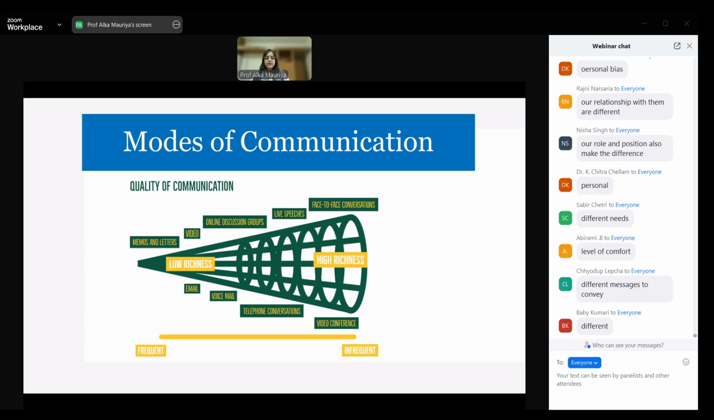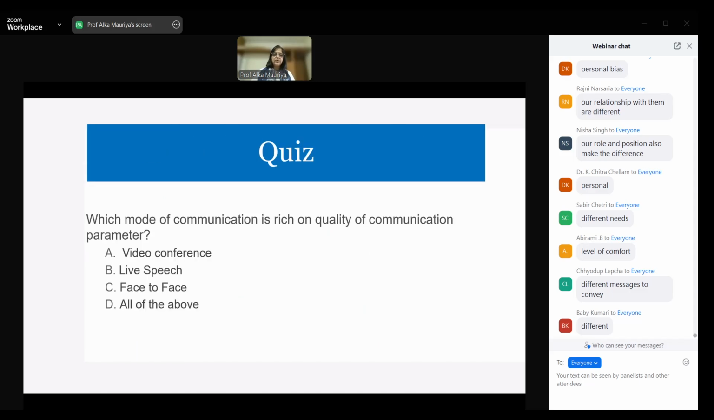Similarly, the communication over email is very frequent, but video conference is another mode of communication which, on the other hand, is very infrequent. So that is how the quality of communication and the frequency varies as we move from one mode of communication to another mode of communication.